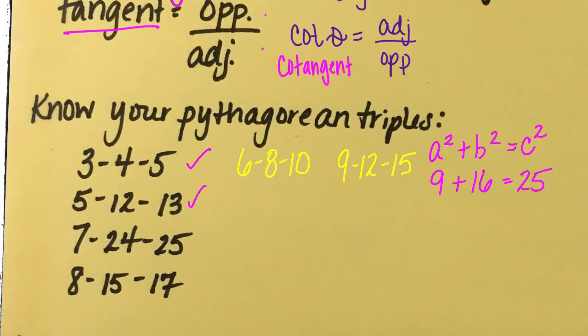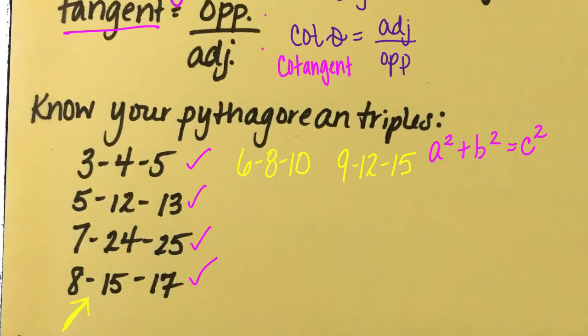So those are all considered 3, 4, 5 triangles. A 5, 12, 13 triangle, again, is going to fulfill that a squared plus b squared equals c squared. Then a 7, 24, 25 triangle, and an 8, 15, 17. Now, I always tell my students the only one you really have to memorize is this one.